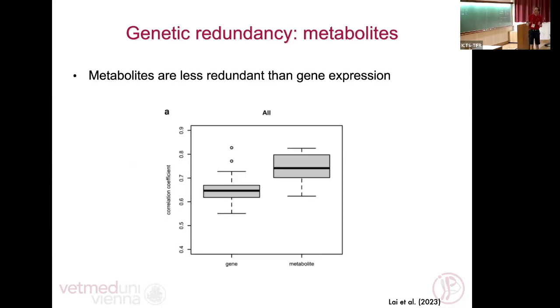So, okay, good. Now let's move on to the next level, the phenotypic level, and go from the transcriptome to the metabolome and ask what happens with redundancy on the level of metabolites. Do we find redundancy on the level of metabolites again? It's the same population in the same replicates that have been studied.